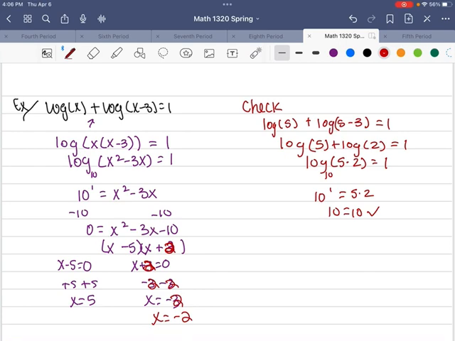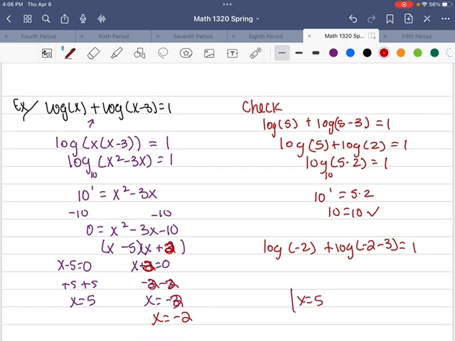So I get log of negative 2 plus log of negative 2 minus 3 equals 1. We don't even have to simplify it, because the domain of log functions only consists of positive numbers. So you can't take the log of negative 2. So that's what I mean when I was saying you don't want it to be negative. So our only answer here would be the 5. That would work. The negative 2 would not work.